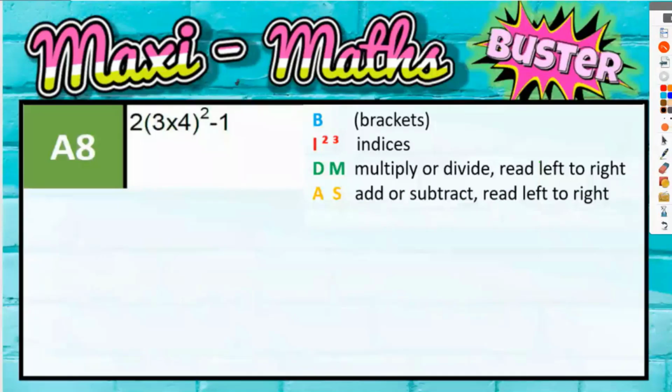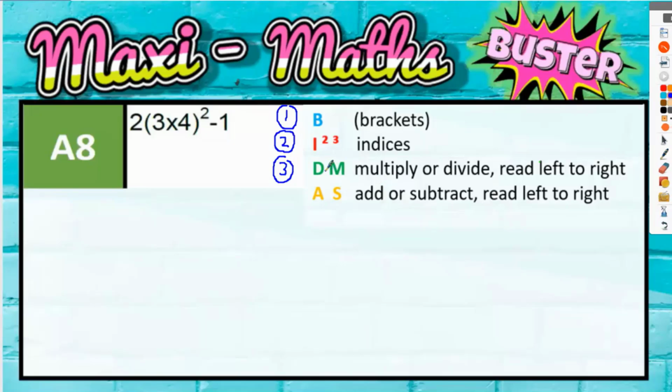Okay, question A8 is about BIDMAS and the correct order of operations within a calculation. So just to remind you, with any calculation, you're supposed to do the brackets first, that's the top of the list. Then you're supposed to do any squared or cube, which we call indices. Joint third on the list is divide and multiply. And just a reminder, if there's both divides and multiplies in the calculation, that's all there is, divides and multiplies, you just read it left to right.